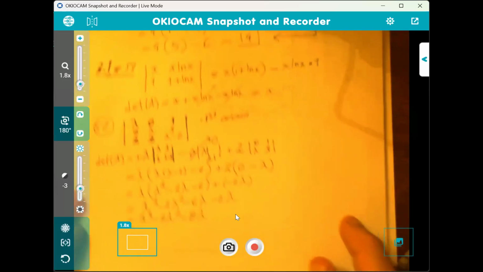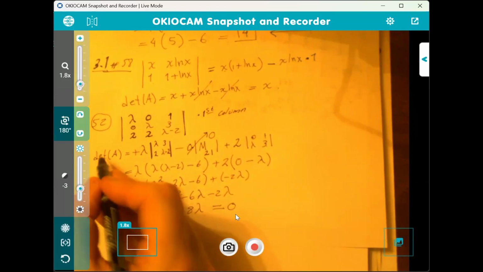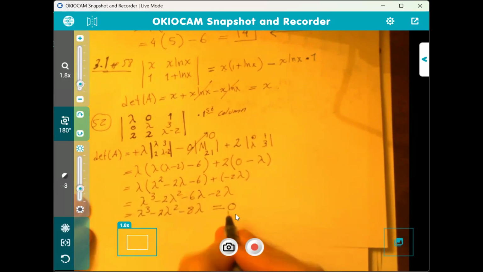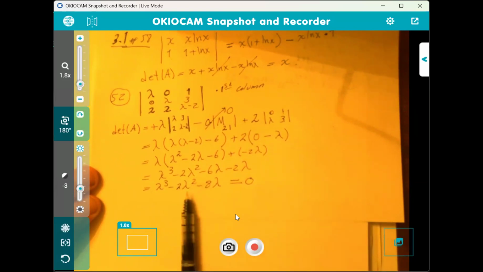And how do we solve this, folks? Remember, the question said, solve the equation determinant equals 0. So we're trying to now answer the question. Anyone want to chime in? How are we going to solve this equation?